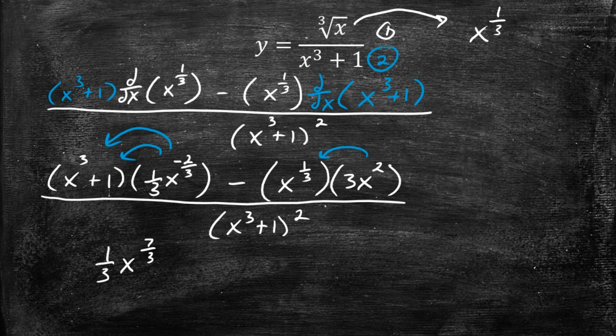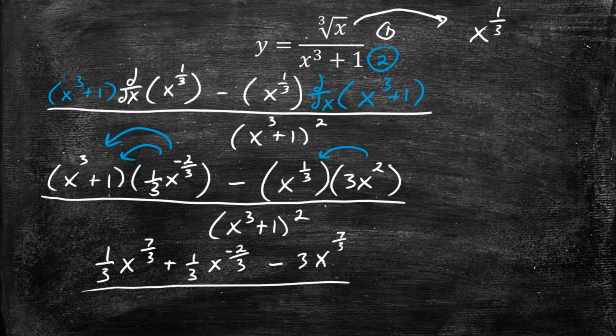When exponents are being multiplied to each other, you add them together. All right, so that's the first part. And now the second one is plus 1/3 x to the negative 2/3 minus 3x to the 7/3. And it's the same concept there. Those are being multiplied, so you add them together. And that is all over x cubed plus 1 squared. Okay, so let's go on to the next page and finish this.